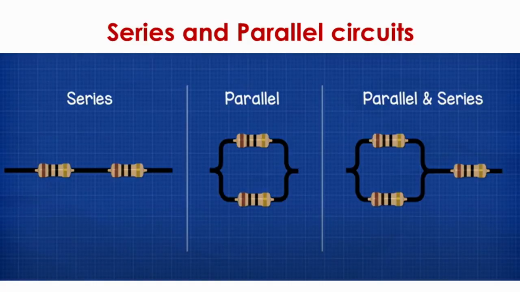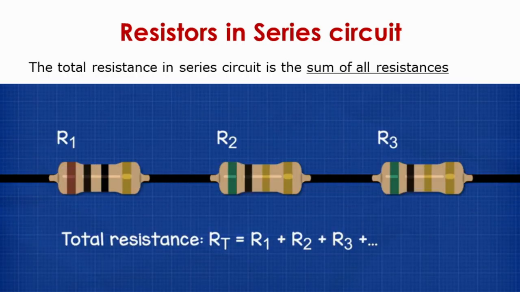We can connect the resistors into our circuits either in series, like they are joined one after another, or parallel, that is like you can see them in the picture here that they are connected in parallel, and you can also make a combination of parallel and series. Now let's see resistors when connected in series.